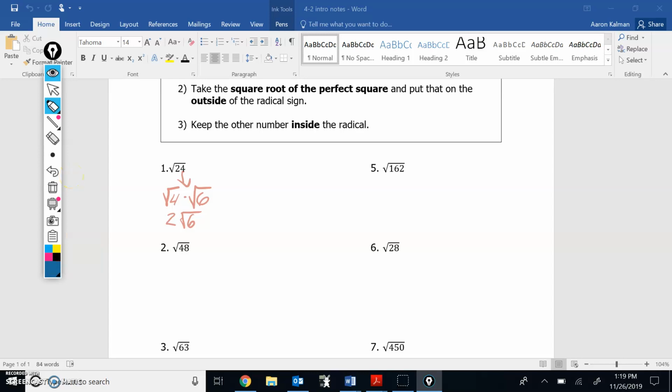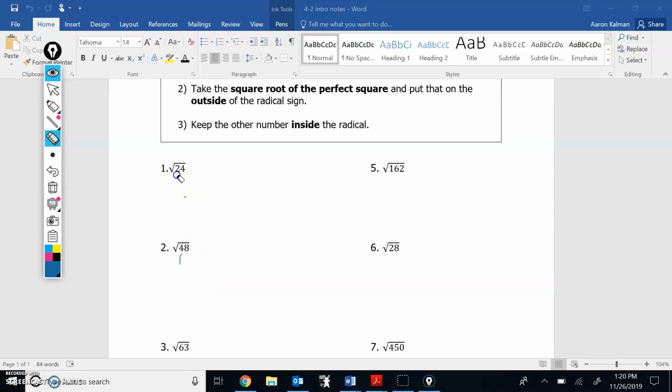That is it. Number 2, the square root of 48 can be broken down into two square roots. The biggest perfect square that goes into 48 is 16. 16 times what gives you 48? 16 times 3. So we can do the square root of 16, which is 4, but we cannot do the square root of 3, so we leave it on the inside. The number on the outside is the perfect square. The number on the inside is the one that cannot be simplified.